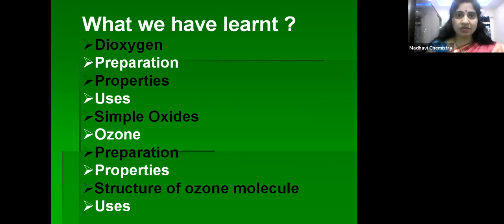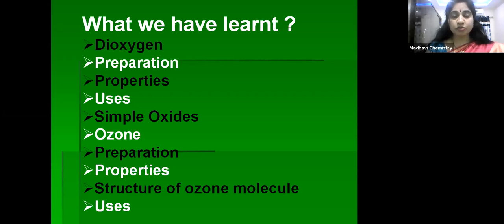Now let us see what we have learned till now. Dioxygen, O2, its preparation. We have seen three laboratory methods. The first one is oxides of salts which contain oxygen, like chlorates, permanganates, nitrates. When they are heated in the presence of a catalyst, they give oxygen. For example, potassium chlorate, when heated in the presence of manganese dioxide, liberates oxygen. And decomposition of hydrogen peroxide in the presence of manganese dioxide and finely divided metals also gives oxygen.